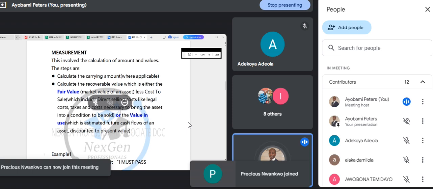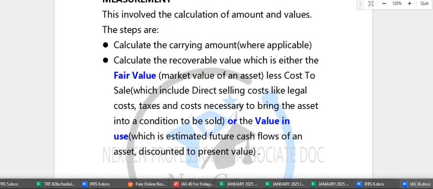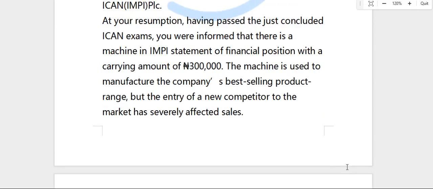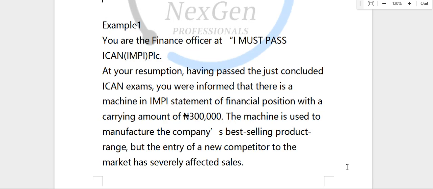Thank you. All right. So let's go ahead and look at an example now. Please, if you can snap it on your phone, you can go ahead and screenshot it. So let's look at this example. Example 1. You are the finance officer at I Must Pass ICAN Plc. On resumption, having passed the just completed ICAN exam, you are informed that there is a machine in I Must Pass ICAN's statement of financial position with a carrying amount of 300,000.